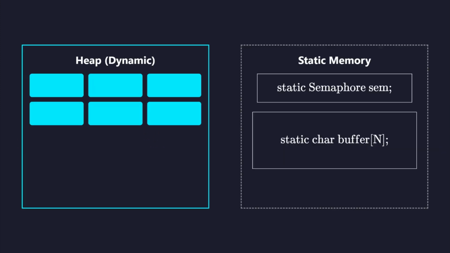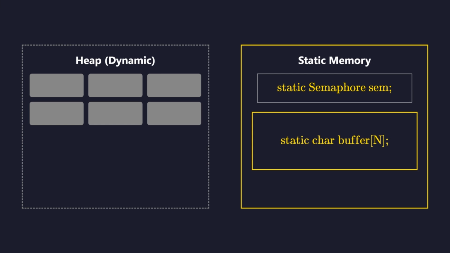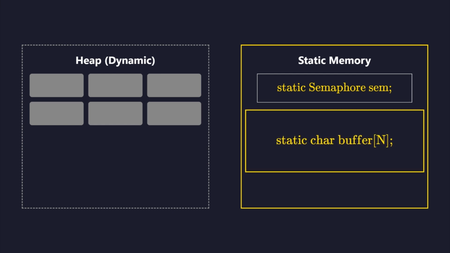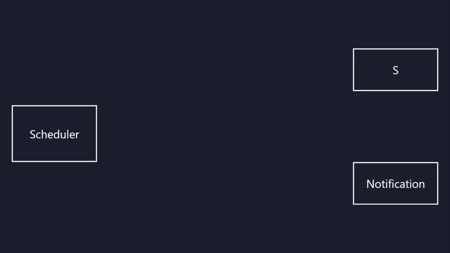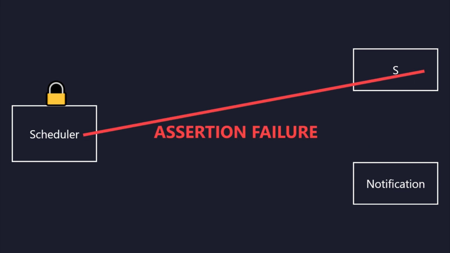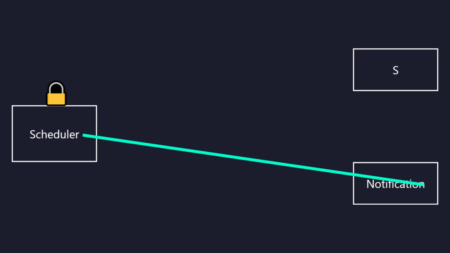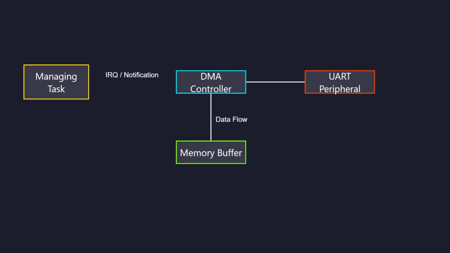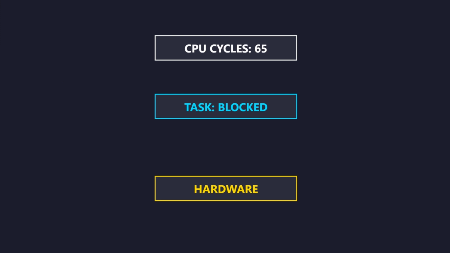While semaphores can be created statically to avoid the use of a heap, it still requires defining a static variable for the buffer. Accessing a semaphore while the scheduler is locked will lead to an assertion failure, whereas notifications have different internal locking requirements. For a UART driver, use a task notification to signal the completion of a direct memory access transfer to the managing task.